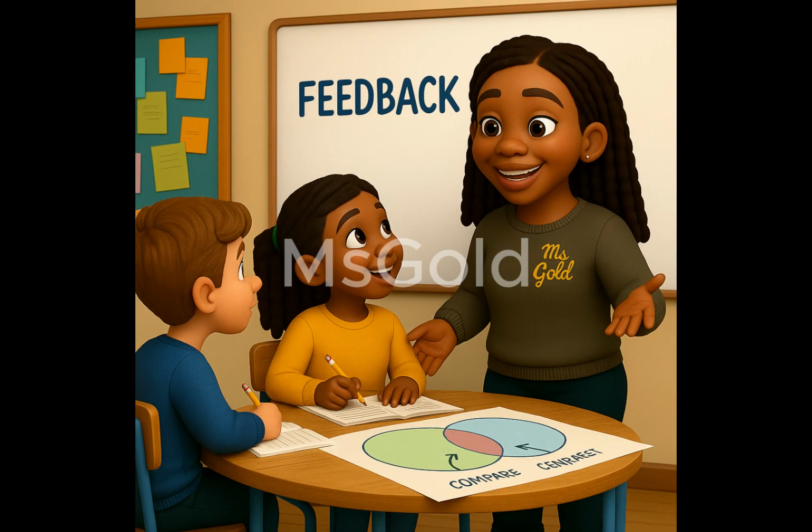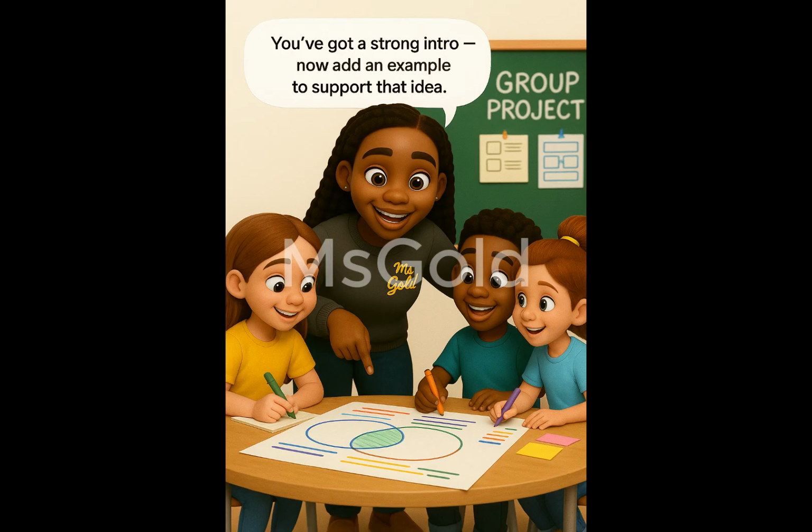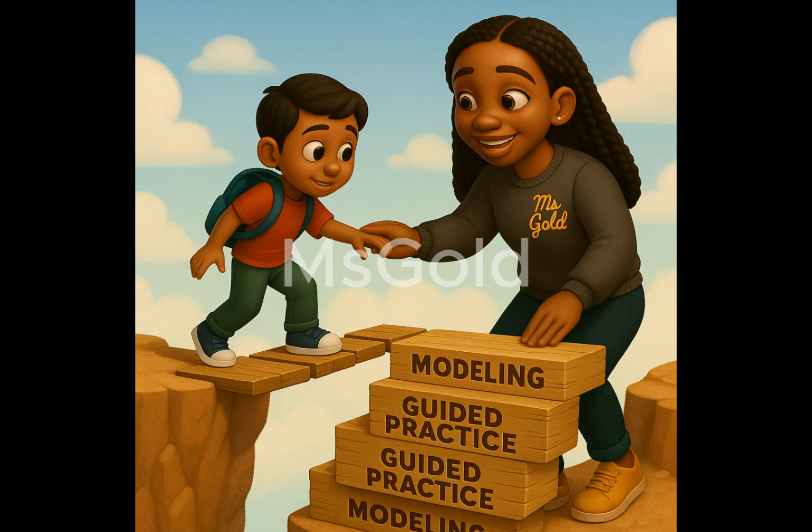With feedback and correction loops, educators give ongoing feedback that helps students revise and improve while they are still learning. This allows the teacher to catch confusion early and adjust. For example, during a group project, the educator gives immediate tips like, you've got a good intro, now add an example to support that idea. Scaffolding isn't about simplifying, it's about supporting rigor.